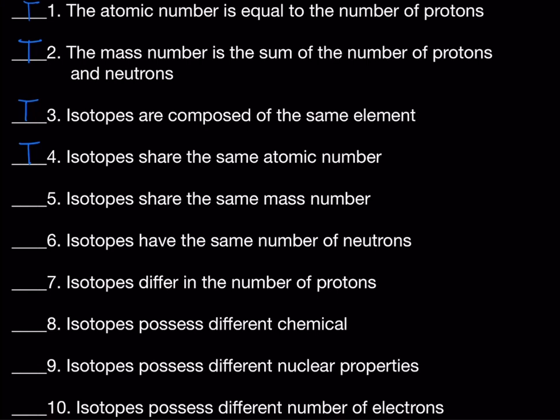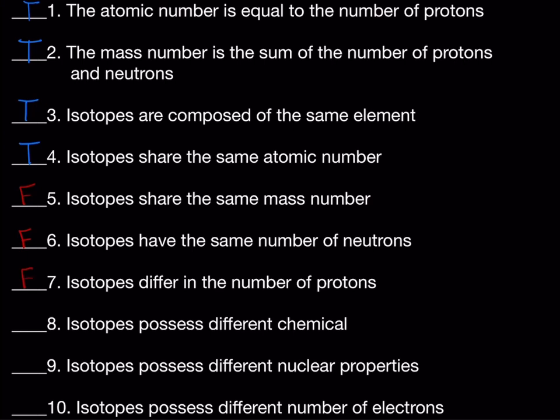Isotopes share the same mass number. Isotopes do not share the same mass number. Isotopes have the same number of neutrons. They actually have different numbers of neutrons, which is why they have a different mass number, because the mass number is the addition of protons and neutrons. So if you're going to have a different number of neutrons and the same number of protons, your mass number is going to differ. Isotopes differ in the number of protons. They do not. They always have the same number of protons.